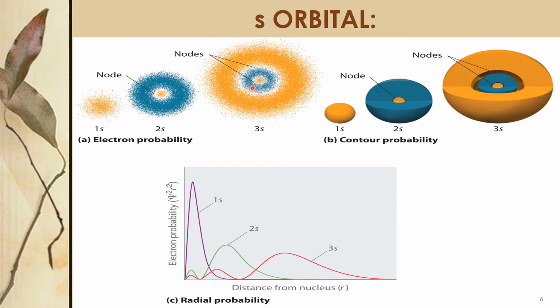But see here, in 1s there is no node. What is a node here? A node is the region where the probability of finding the electron is 0. The electron is not available at all. So here it is maximally available, here it is less available, but 0 is not there here.